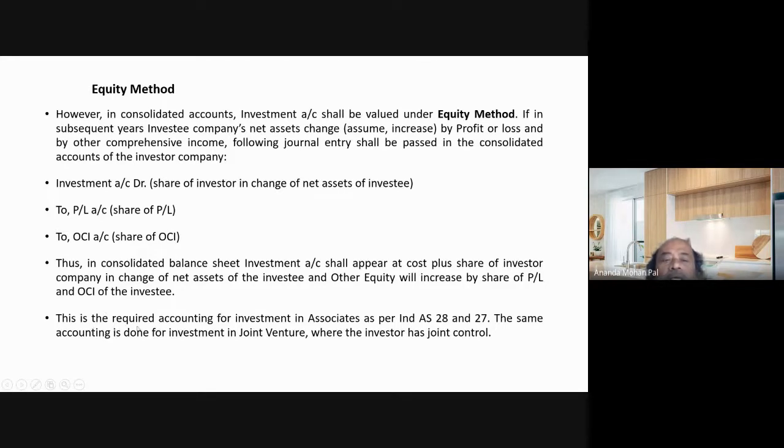This is the required accounting for investment in associates as per Ind AS 28 and 27. The same accounting is done for investment in joint venture, so we are not showing that separately, where the investor has joint control.